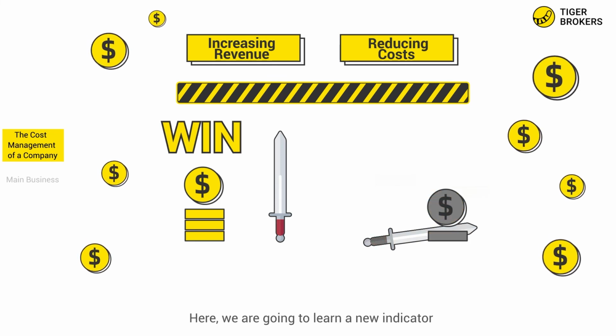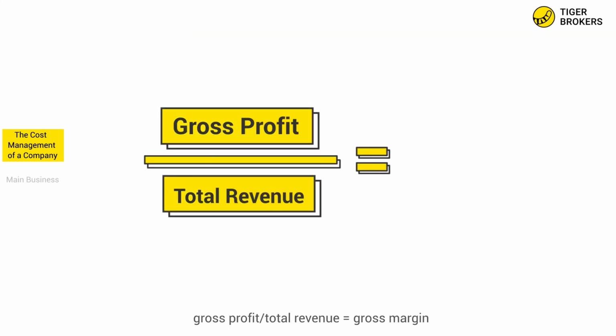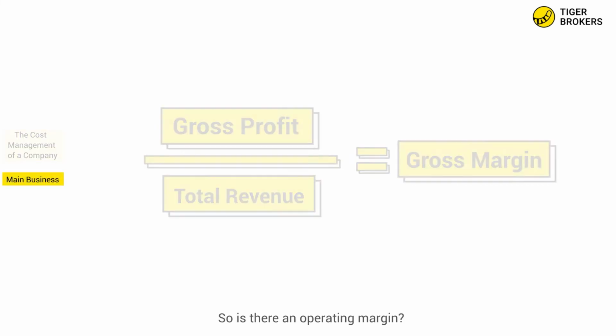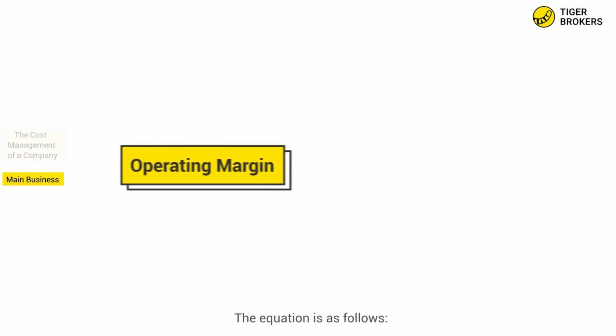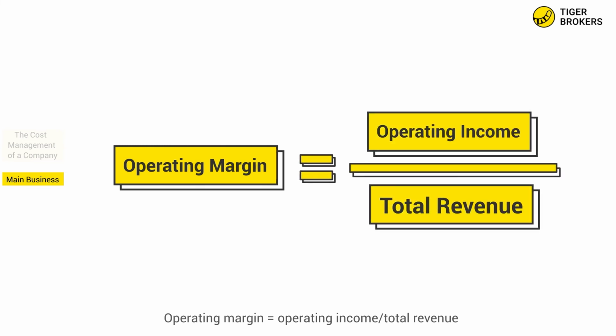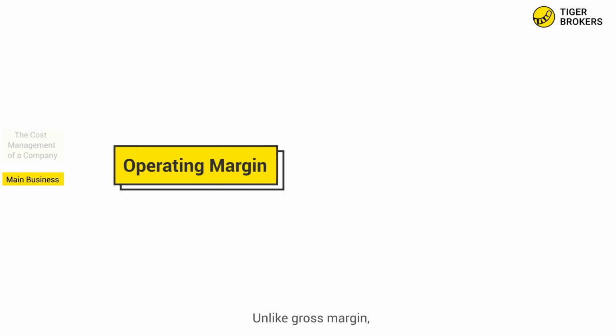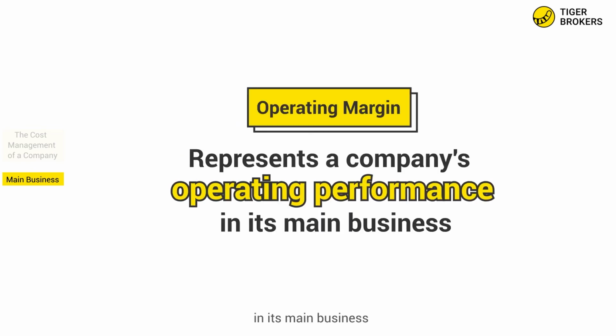Here, we're going to learn a new indicator. As we learned in the previous lesson, gross profit divided by total revenue equals gross margin. So is there an operating margin? Bingo! How do we calculate the operating margin? The equation is as follows. Operating margin equals operating income divided by total revenue. Unlike gross margin, operating margin represents a company's operating performance in its main business.